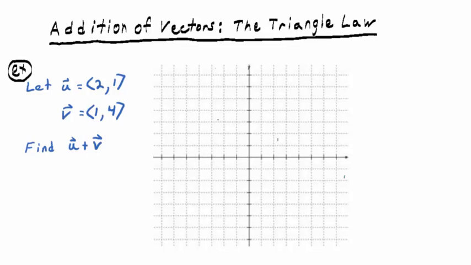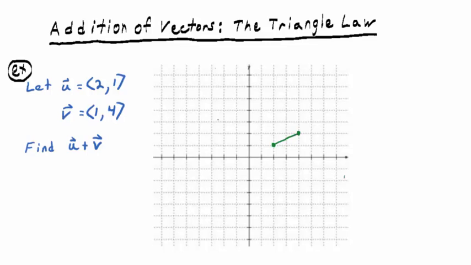So let's start, for the sake of argument, with the tail of u right here. It's at the point 2, 1, but it doesn't even matter. When you're drawing the vector, wherever the tail is, you treat that like the origin. So from that tail, you're going to go right 2 and up 1.